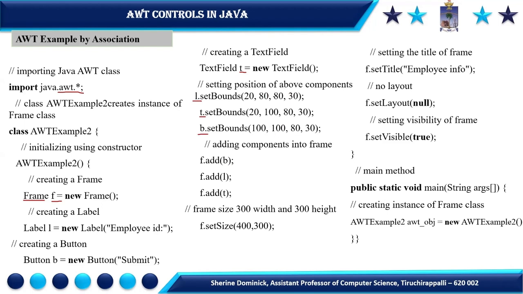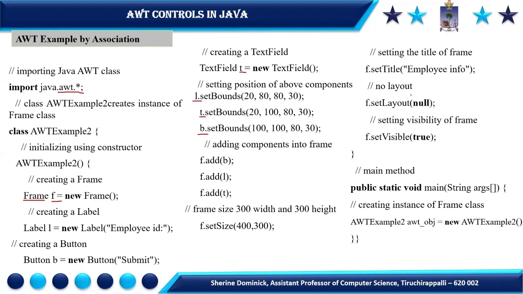Here we are only mentioning what the coordinate is. After mentioning the coordinate value, we will be sending these components to that coordinate value. The frame size, again, is mentioned here. I'm setting the frame size as 400 height and width. Then setting the title of the frame. For the title of this particular frame, I'm giving the message as Employee Info. So on the header, I will get this info.